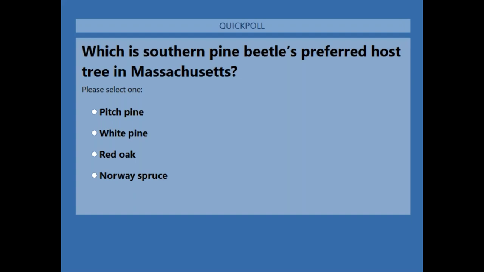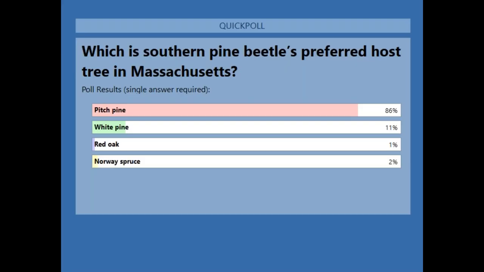We'll keep this poll open another 10 seconds. And the poll is closed. So the responses were 86% pitch pine, 11% white pine, 1% red oak, and 2% Norway spruce.